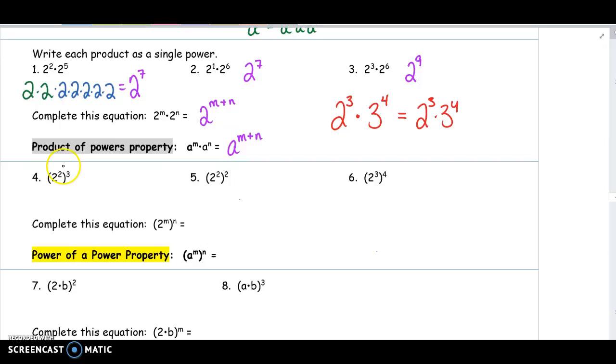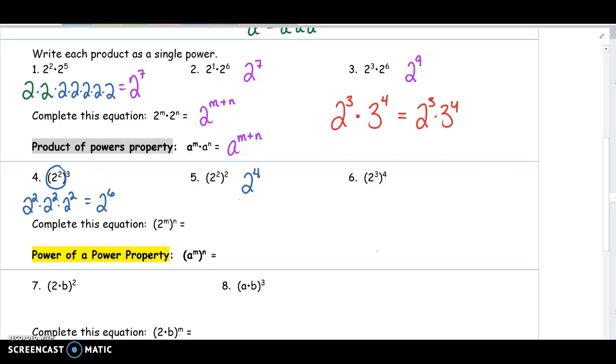Okay, number 4. 2 squared raised to the 3rd. If you raise something to the 3rd, that means that you're doing 2 squared times 2 squared times 2 squared. So using what we just learned, the bases are the same, we can add those exponents to give us 2 to the 6th. Now take a look at the exponents 2 and 3. What is the shortcut? Multiply them.